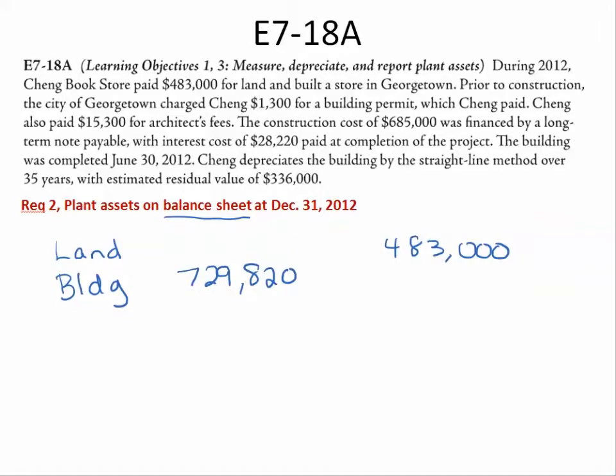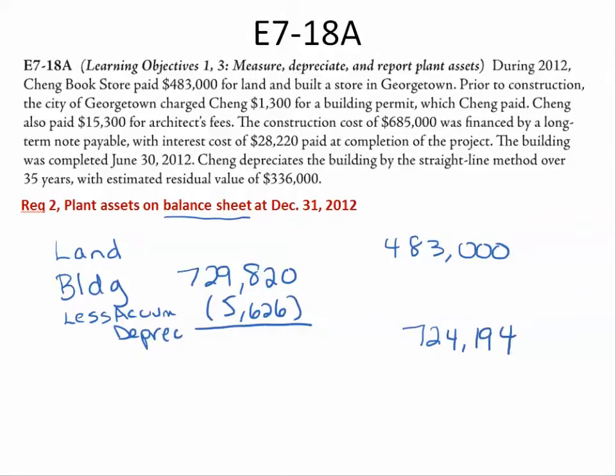And then we're going to subtract our accumulated depreciation, and that's going to be $5,626. If I take the $729,820 and subtract the $5,626, I get the net building of $724,194, and we'll call that building, net. So that is what we did for the balance sheet.